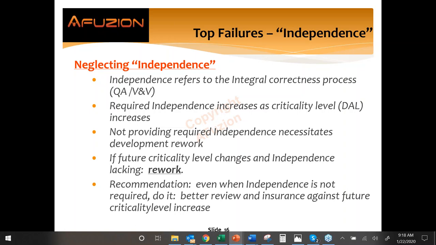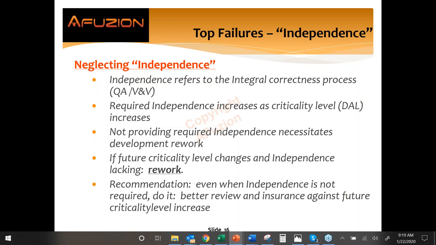Okay. Now, remember, criticality levels are like taxes. Taxes usually only go up. Now, I'm not saying Texas, you know, the 50th state in America. I'm saying taxes. So taxes go up because we want more from the government to provide those services. Well, in aviation, the criticality level is a tax on your development. That's right. More work, more independence, more activities.